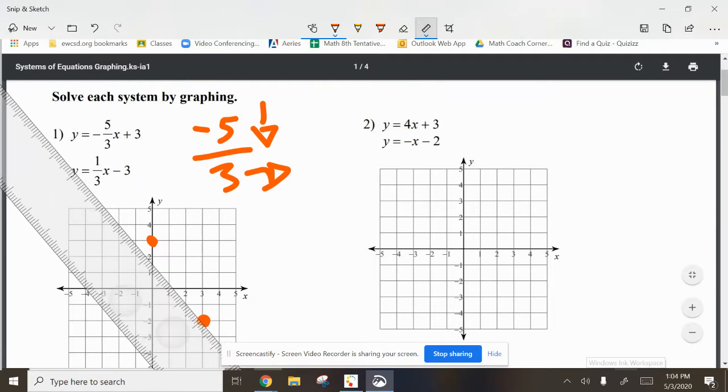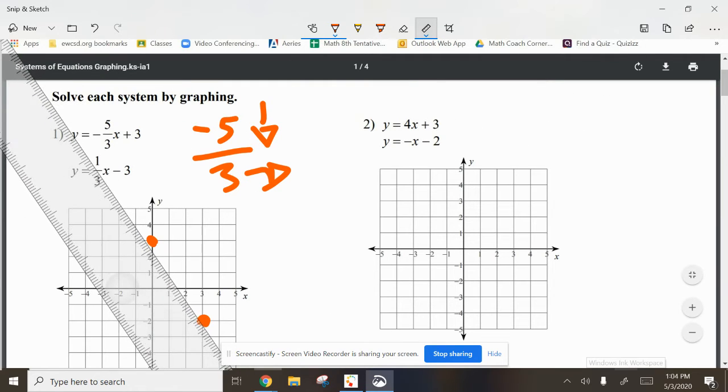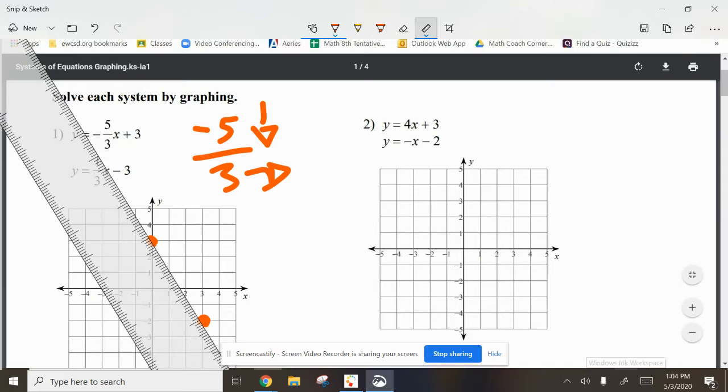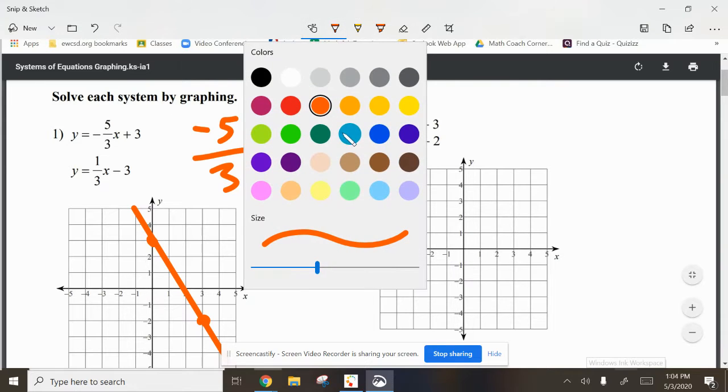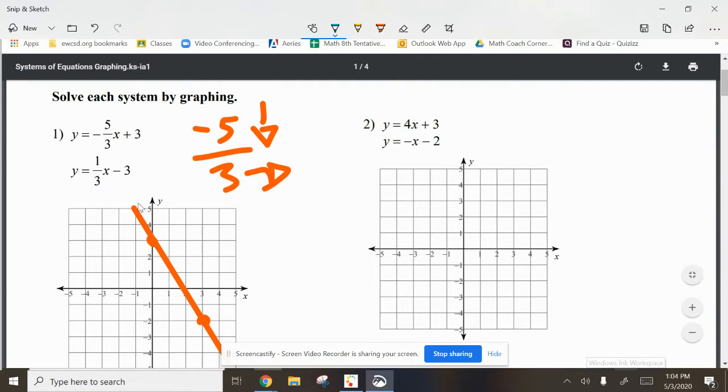Let me make this perfectly straight because I'm awesome. All right, just kidding. And there's my perfectly straight line. Now, this one you need to be kind of precise on, because when we do the next line, we're going to see where they touch, and that's your answer. Wherever they touch will be your answer.